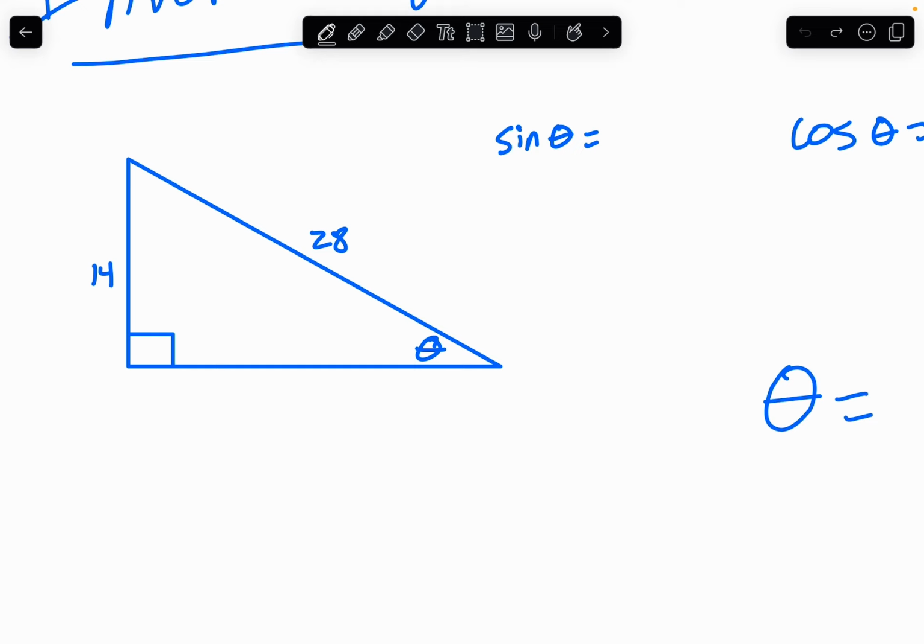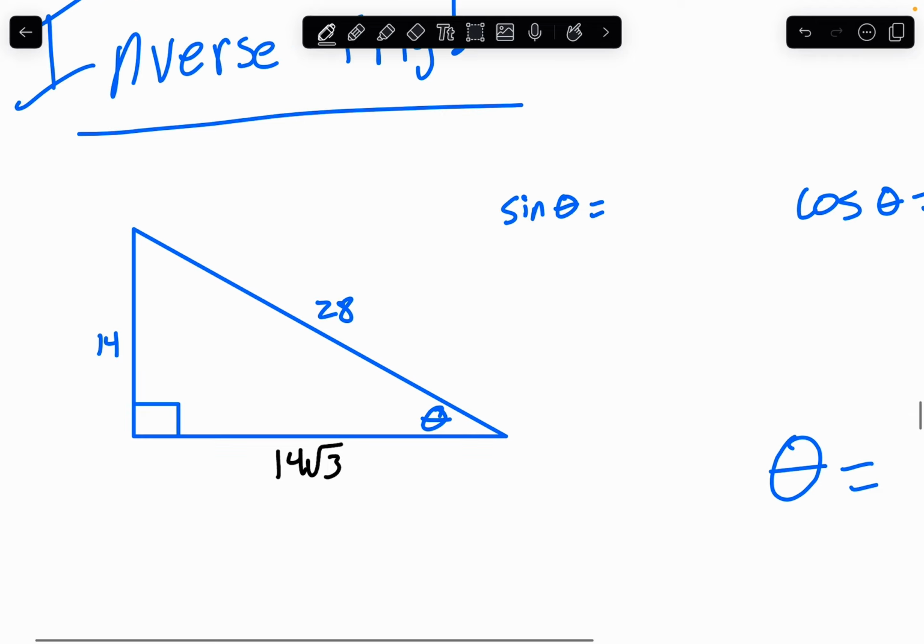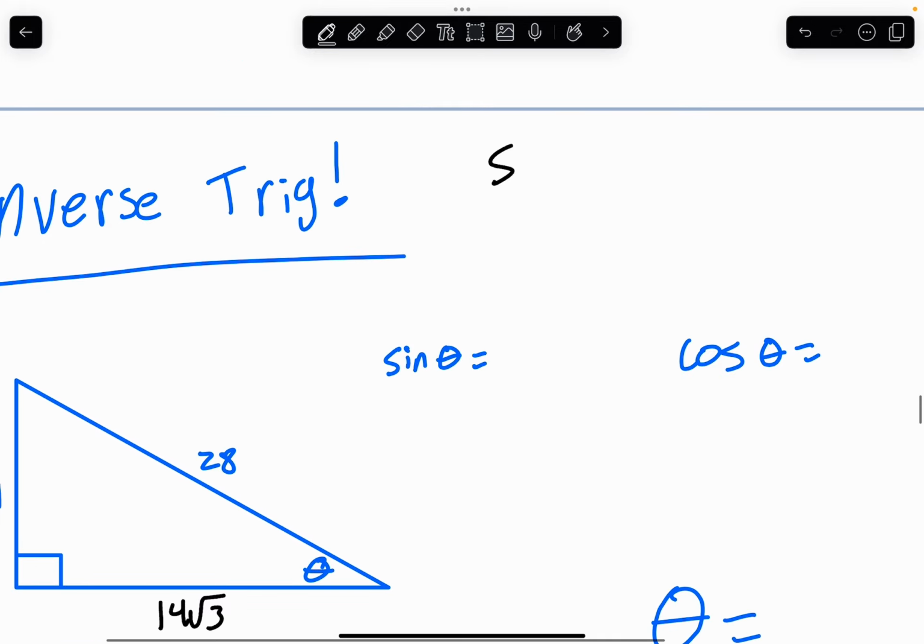Isn't 14 to 28 a ratio of 1 to 2? Therefore, we would know that this side is 14 root 3. You can do Pythagorean theorem on that if you want to confirm it, but I promise you that this has to be 14 root 3. We know that pattern.